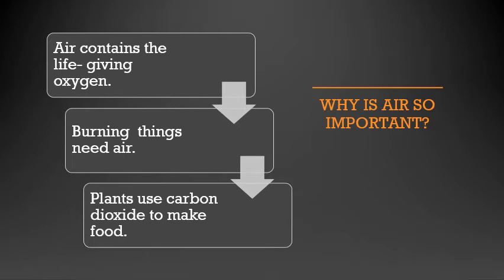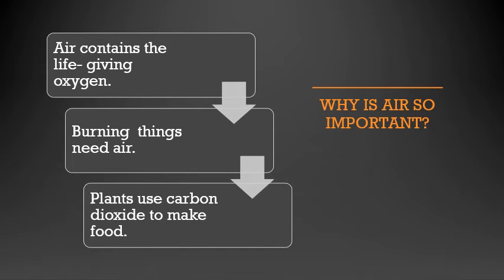Then air also has carbon dioxide. Plants use carbon dioxide to make their food, isn't it? Plants use carbon dioxide to make their food using the process of photosynthesis, right? The food that plants make gives life to some living things. The food that the plants make is important to us, and it's important to many other animals also.